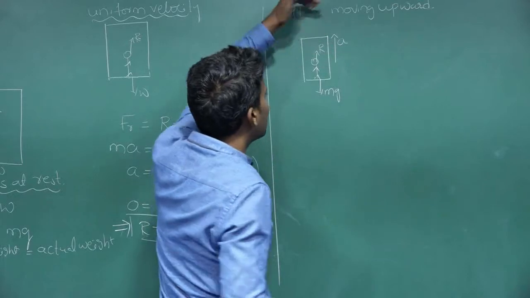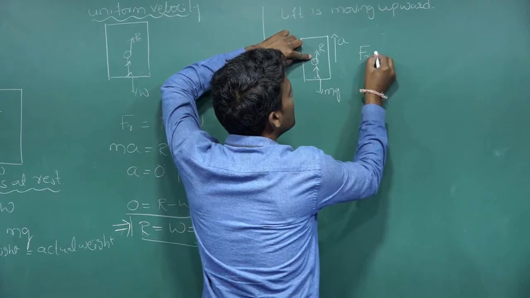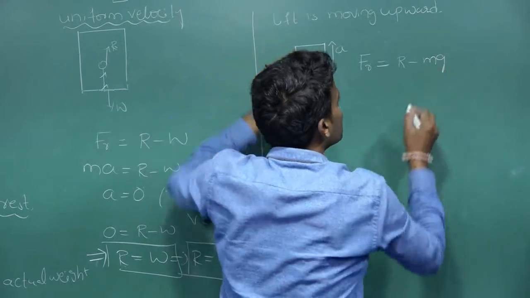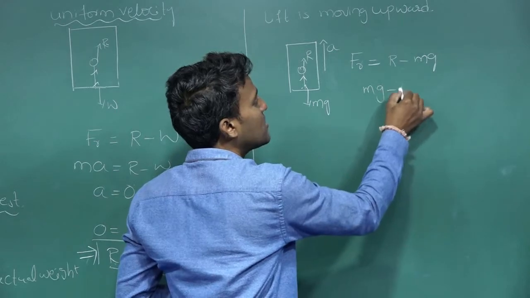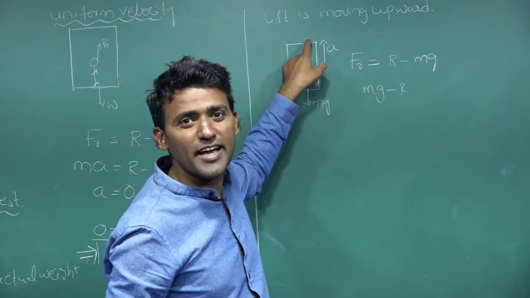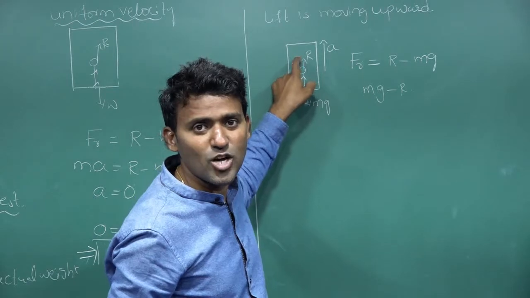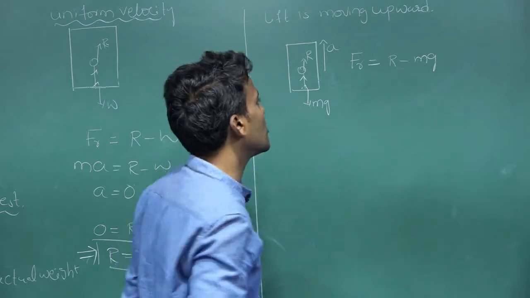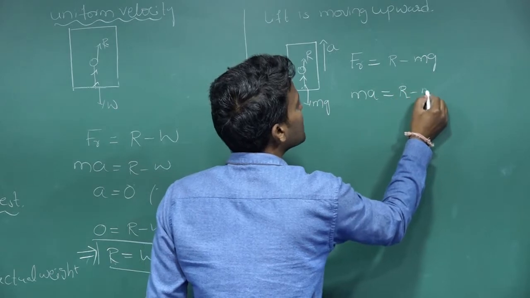Now when it is accelerated in the upward direction, how can we write the equation? The resultant force is equal to R minus mg. Why am I writing R minus mg? Why can't we write mg minus R? Because the object is going upward, which means the upward force is greater than the downward force. That's why we are writing upward force minus downward force. And this is ma, that is equal to R minus mg.